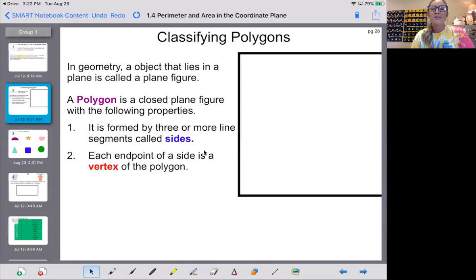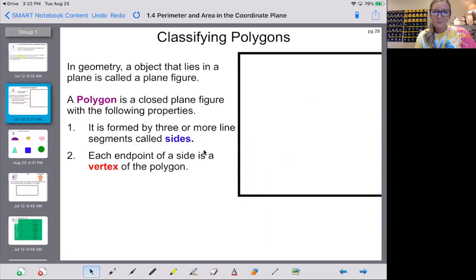So here is the definition of a polygon. So a polygon is a closed plane figure. The reason we call it a closed plane figure is the word closed, meaning that it doesn't have a side on it where it's like open. So like if I filled the polygon with water, there wouldn't be a place for it to escape. So it is closed, meaning it doesn't have any gaps on the edges. It is a closed plane figure, and it has to have these two properties.